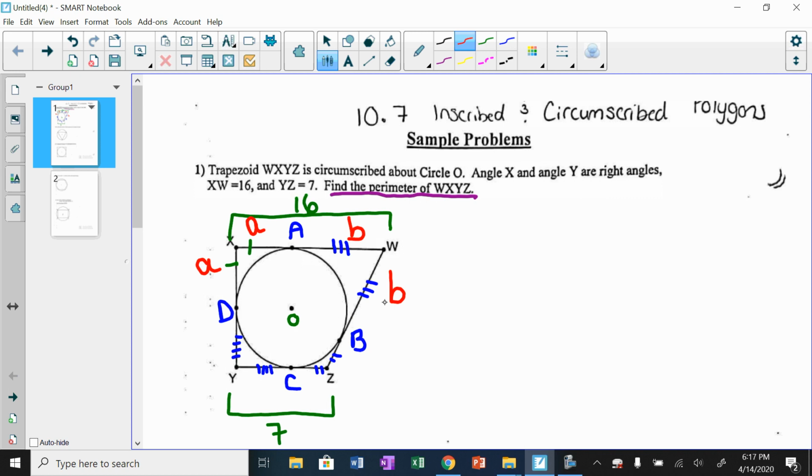Now, let's keep going. Let's say that CZ is P, and CY is M. Well, we know CZ is the same as ZB, so that's a P, and we know CY is the same as YD, so that's an M. All right, where am I going with all this?